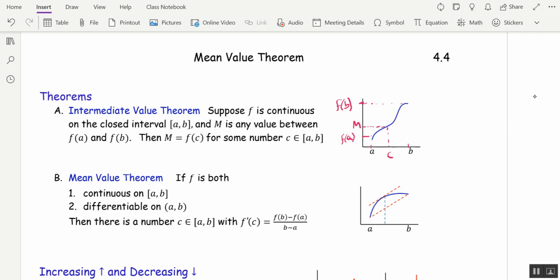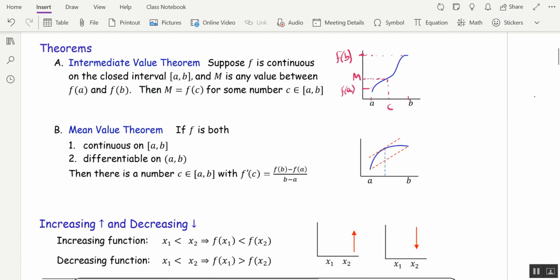All right. And then the mean value theorem says, again, you have a continuous function on a closed interval, but it's also differentiable. It says that there's a number c between A and B where the slope of the tangent line, that would be f prime of c, is equal to the slope of the secant line that you see here between A, f of A, and B, f of B. The slope of that secant line is right here, and that's equal to f prime of c.